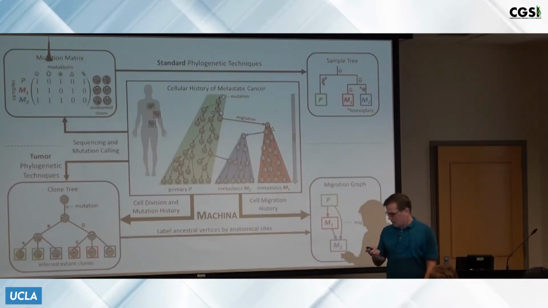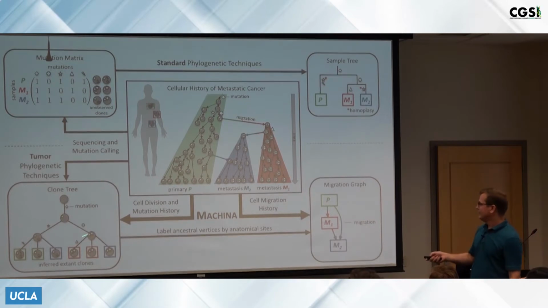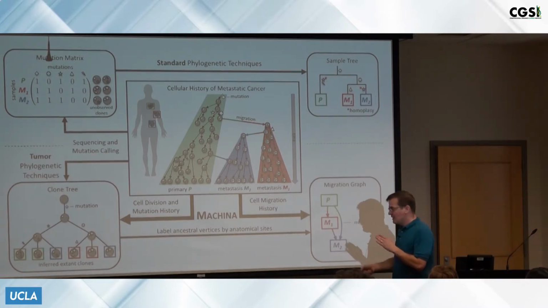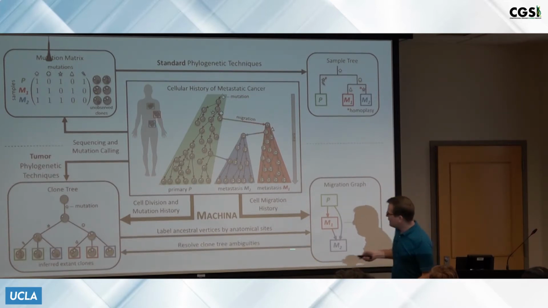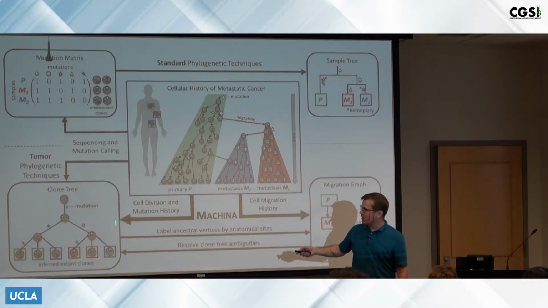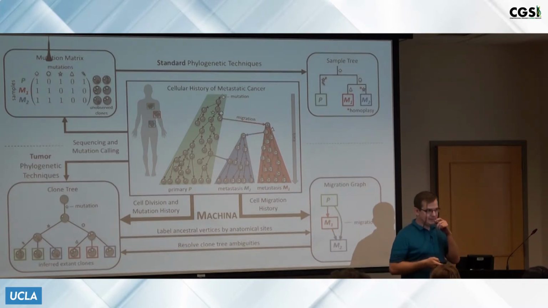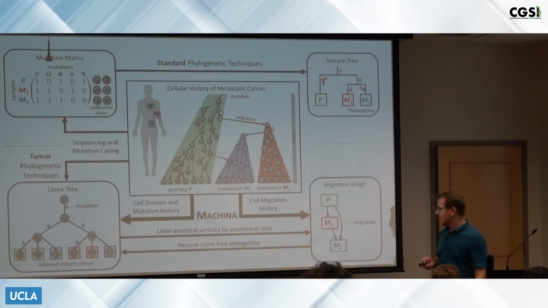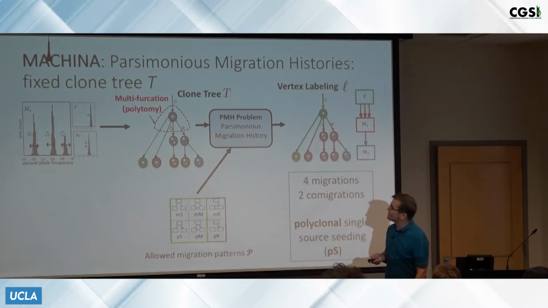Okay, very quickly, the question was asked, well, we did everything this way. We assumed this was right. The clone tree was perfect. And then we were just trying to label the anatomical sites to get the migration graph. But this is not going to be perfect. Could we use constraints on migrations to help us resolve ambiguities here? And we can do this. And there's actually a lot to do here. We've only sort of scratched the surface of this.